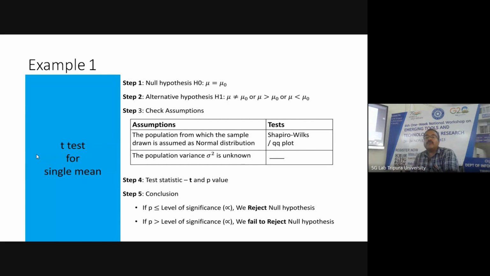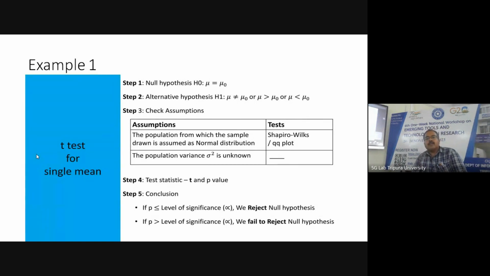Maybe in the case of the last one, mu less than mu naught, that is in the case of, let's say, a pathological test or something like that, whether a group of people are diabetic or not. The value of mu has to be less than mu naught. Whether that is happening or not can be found out when you get the data about their individual values, blood values.